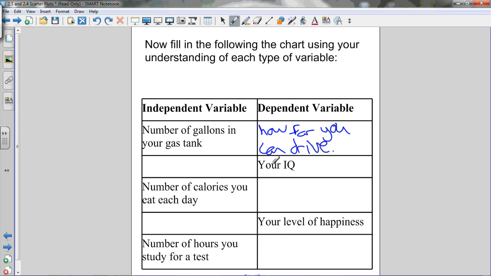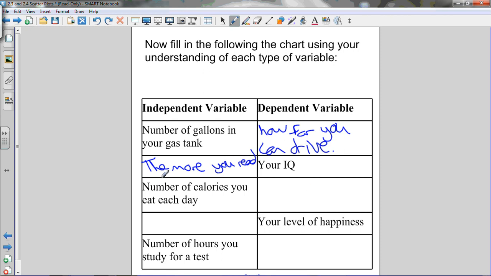Let's look at another situation. If the dependent variable is your IQ, let's try and think of a variable that affects your IQ. An example I might use for that is the amount you read. I think there's lots of studies that show the more you read, the higher your IQ can get, especially at a young age. So I've got two variables. Remember, the independent variable affects the dependent variable, and the dependent variable is dependent on the independent variable, or it's affected by the independent variable. So your IQ depends on how much you read. Okay? Let's do another one.